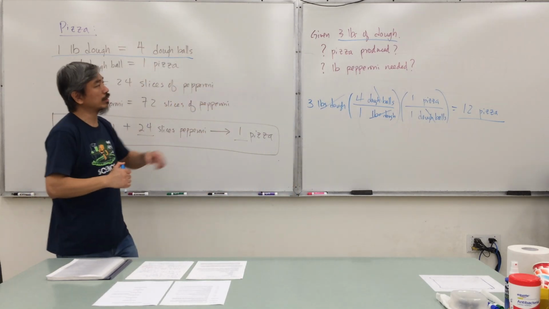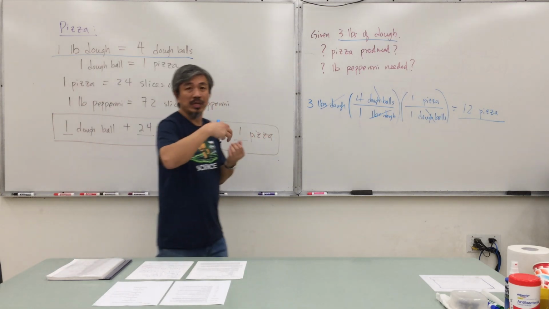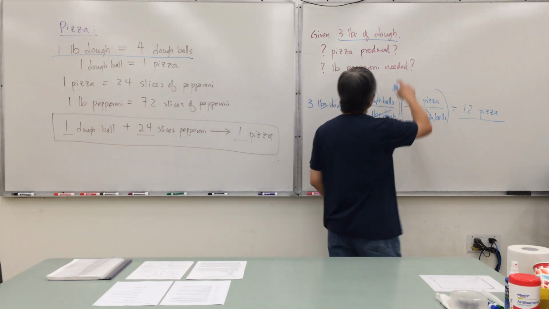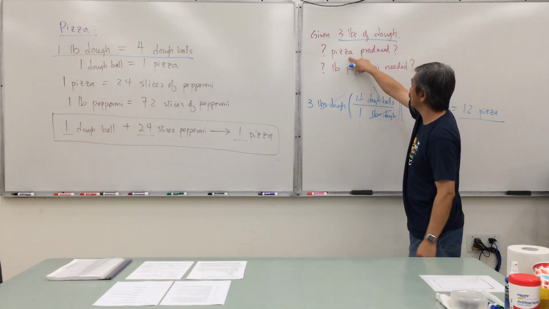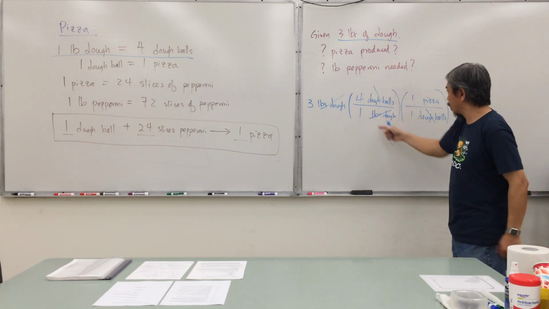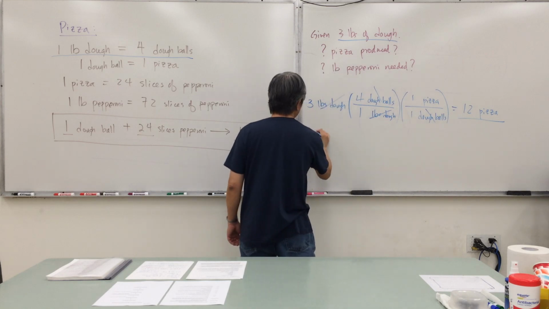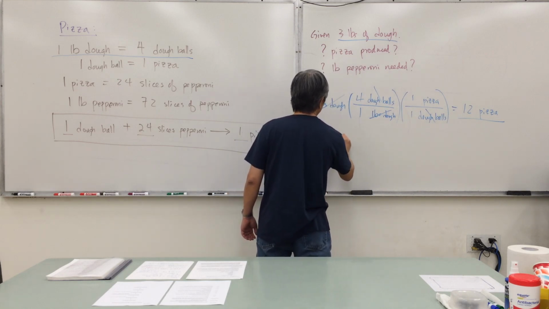In the same way, you can also calculate the number of pounds of pepperoni needed. So notice in this case I am relating different substances in each of the terms. The first one I related dough to pizza. Now I relate dough to pepperoni. And the intermediate, of course, is the dough ball here, and then we'll see what happens in this case. So if I start off again with 3 pounds of dough.